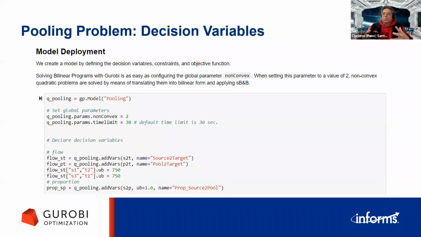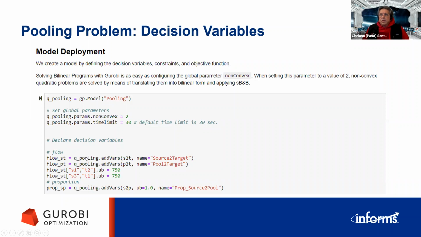So we are going to build the object that will capture all the elements of the math programming problem here. In this particular case, we were more creative, and we call it Q pooling. So this is the object that will capture all the components of a math programming problem. And again, this is a bilinear model, so we set the global parameter NonConvex equal to 2, and we set a time limit of 30 seconds.